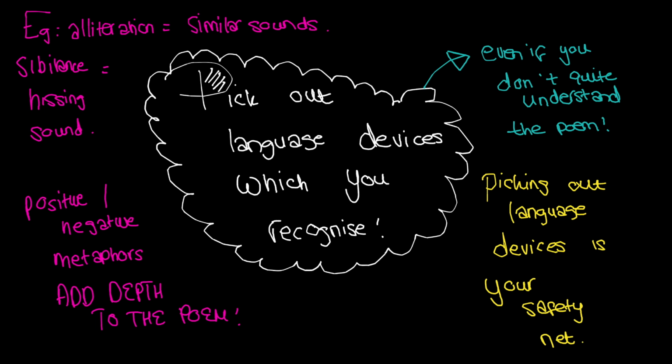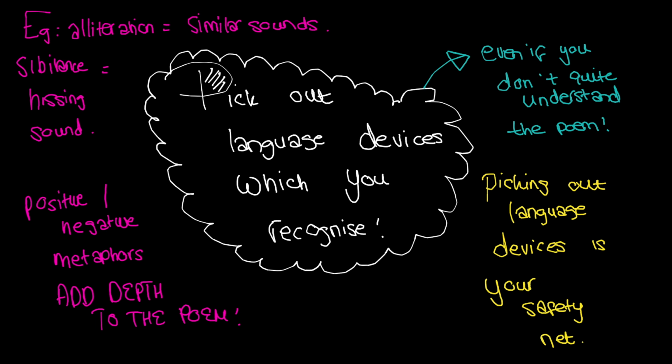I've written here, picking out language devices is your safety net. And I say this because say you get given a poem that you don't quite understand, even after writing little summary notes on the side of each sentence, say you still don't understand it. The first protocol that you should be doing is analysing language. The more you analyse language, the easier it will get for you to understand the poem.